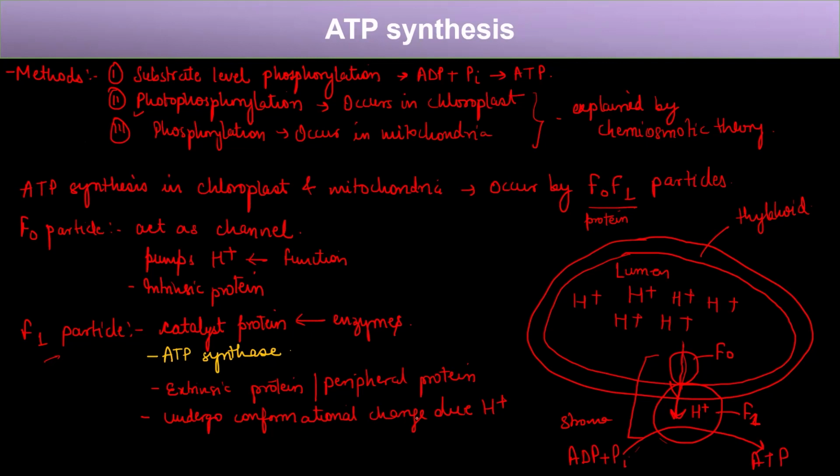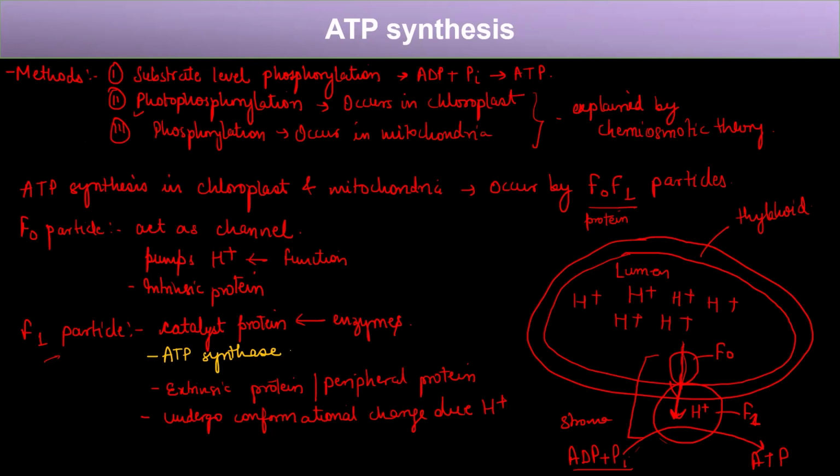So simply what is happening? The proton gradient is there. This F0 particle is acting as a channel and it is transferring the hydrogen ions from the lumen to the stroma. It will move the hydrogen ions like this from F0 to F1. As soon as it reaches, the F1 undergoes conformational change and rotates itself, which in turn helps in the synthesis of ATP with the help of ADP and Pi. Okay, so this is the process.